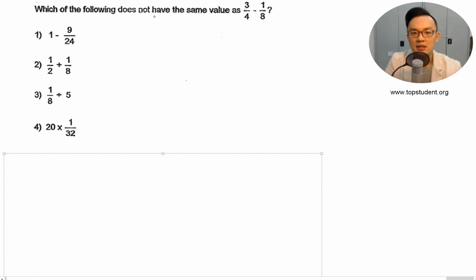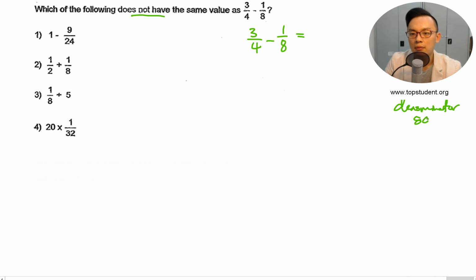Which of the following does not have the same value as 3/4 minus 1/8? So 3/4 minus 1/8. If you are minusing fractions, you need to make the denominator the same. So this is equals to, I need to times 2 here, times 2 here, 6 over 8 minus 1 over 8 equals to 5 over 8. Alright, so which of these does not have the same value?